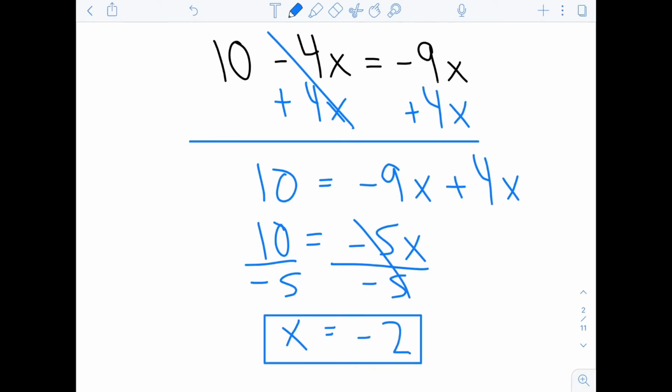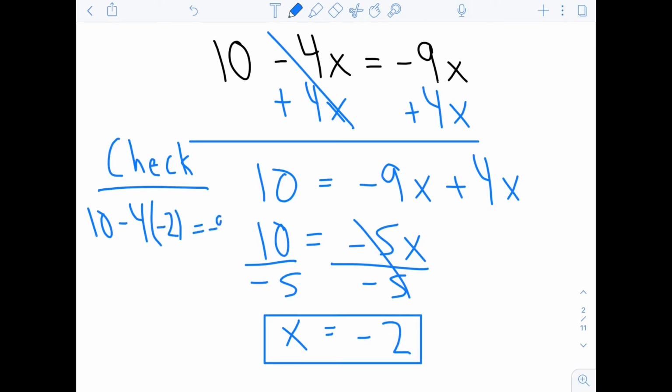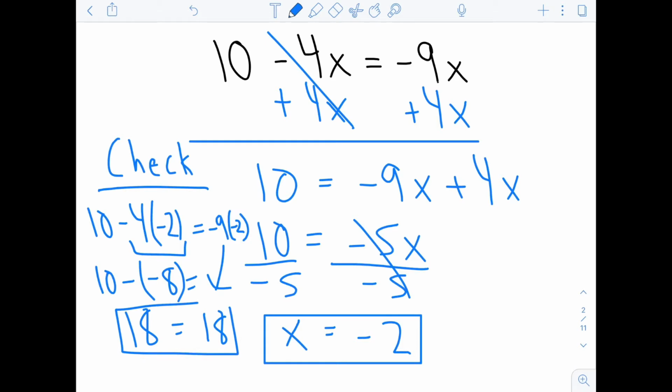And now let's check our work by plugging it back in. So 10 minus 4 times negative 2, because x equals negative 2, equals negative 9 times negative 2. 4 times negative 2 is negative 8, and 10 minus negative 8 is the same thing as 10 plus 8, which is 18. And that equals negative 9 times negative 2, and the negatives cancel out, so that equals 18, which is true, so that means our solution is right.